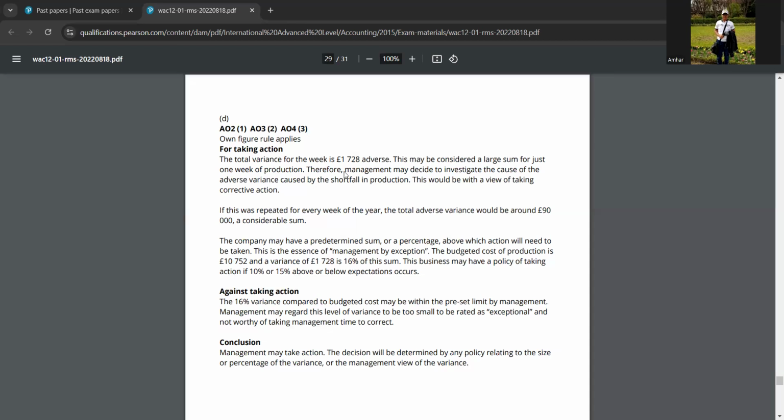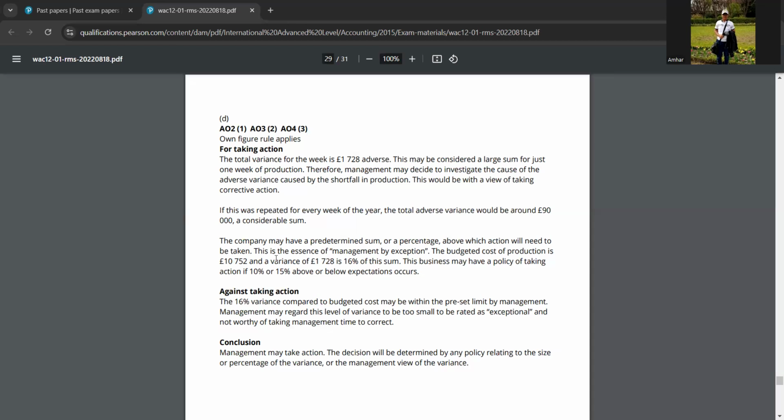So 1728 into 52, that is around 90,000. Okay. The next part they're saying is the company may have a predetermined sum or a percentage above which action will need to be taken.